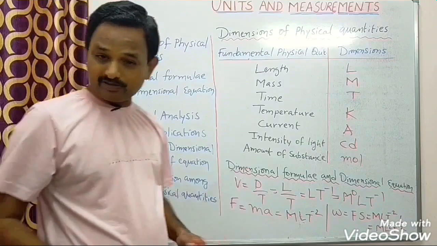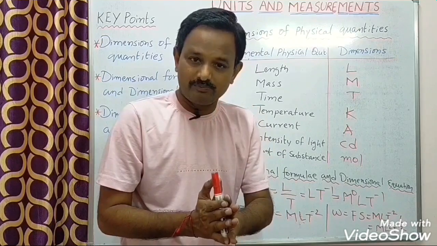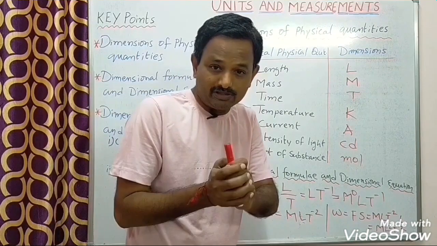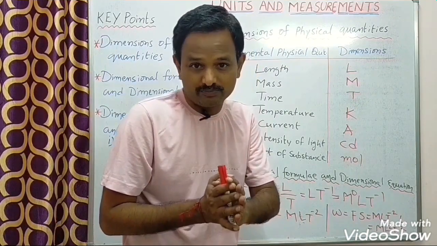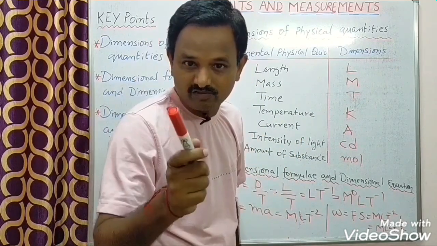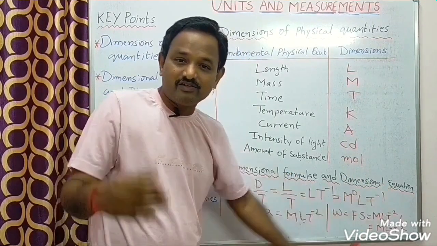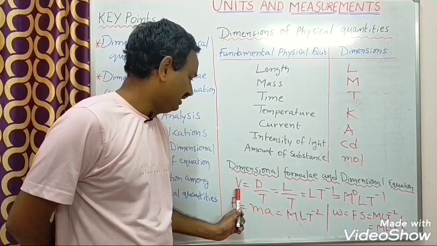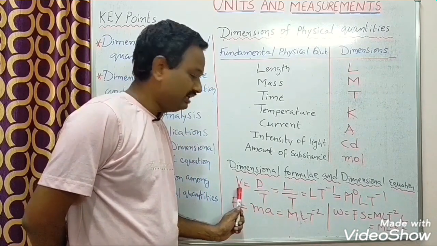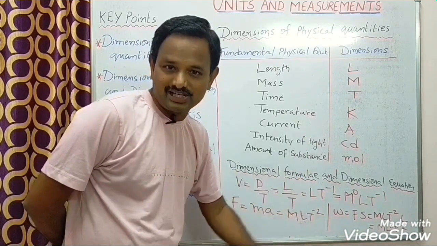So here, representing dimensions for a physical quantity is called dimensional formula. And what about dimensional equation? See, if you represent a physical quantity in terms of dimensional formula, on the left side you have the physical quantity, and on the right side you have the dimensional formula. So that entire equation is called a dimensional equation. For example, for velocity, what is the dimensional formula? LT power minus 1. Velocity is a physical quantity that is equal to its dimensional formula. So that whole thing gives a dimensional equation.